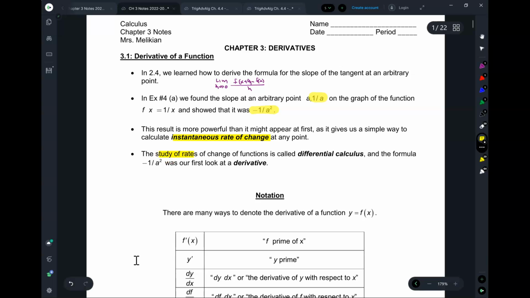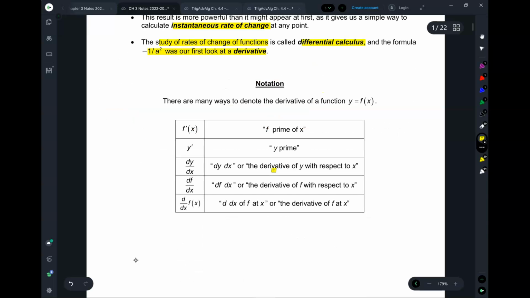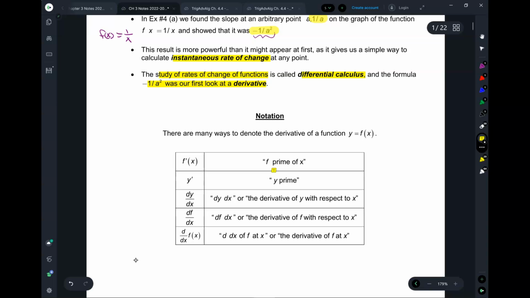The study of rates of change of functions is called differential calculus. And what we did there when we had f of x equal 1 over x, and we found that the slope was this, what we actually found was the derivative. That was the first time we found a derivative. So let's talk about what derivatives are.